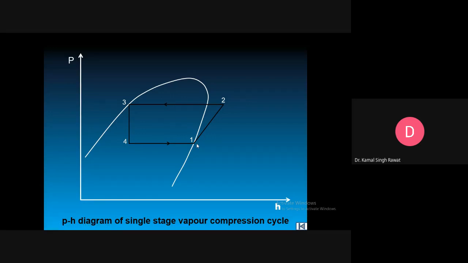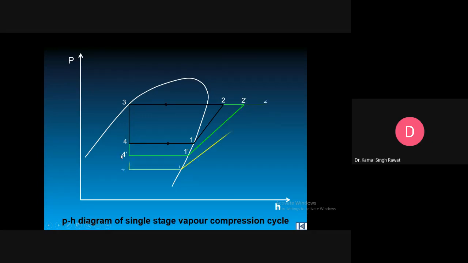What happens if you reduce the evaporator pressure or evaporator temperature? If we require refrigeration at low temperature in the range of minus 30 to minus 100 degrees centigrade, we have to reduce our evaporator pressure or evaporator temperature. Then only can we get refrigeration in that range. So we reduce the evaporator pressure in the single stage vapor compression refrigeration system. If we reduce our evaporator pressure, this will be our new cycle 1 dash, 2 dash, 3, 4 dash.